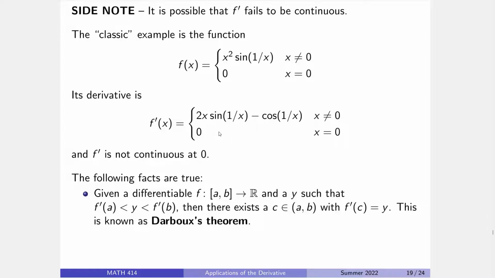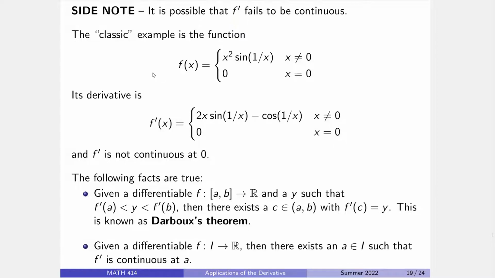Now, naturally, this leads to the following question. If I have a differentiable function, is it possible that the derivative is not continuous anywhere? And the answer to that is no. If you have a function that's differentiable, its derivative has to be continuous somewhere. In fact, you can prove that its derivative has to be continuous almost everywhere, which is quite interesting. So if I have a differentiable function, its derivative is continuous at most places.